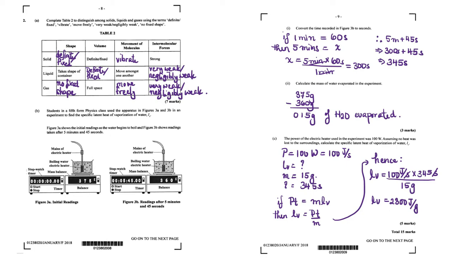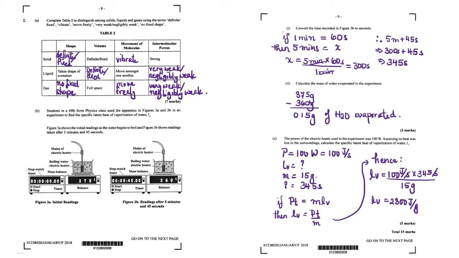So it says, convert the time recorded in figure 3B to seconds. So if you know that 1 minute is made up of 60 seconds, then all you have to do is relate 5 minutes to X. You say, if 1 minute is 60 seconds, how much would 5 minutes be? It would definitely be more. So we multiply 5 minutes by 60 to get 300 seconds. Then we just add the 45 seconds, and we have 345 seconds. So that's the time in seconds overall.